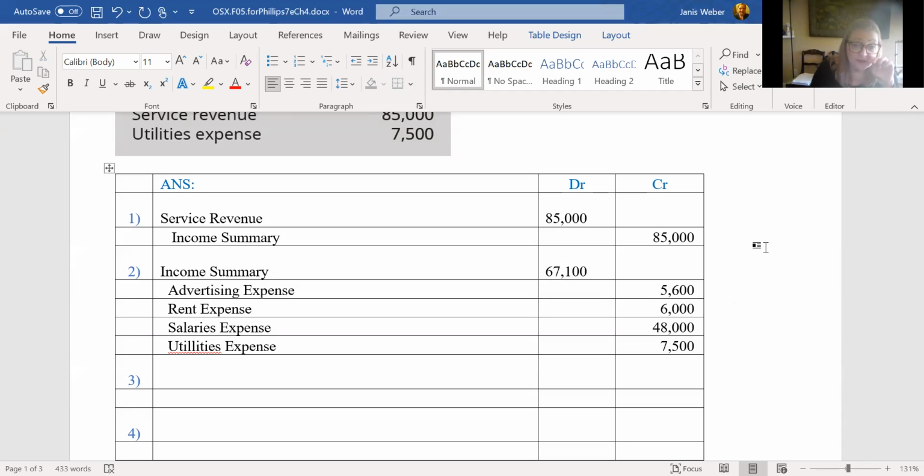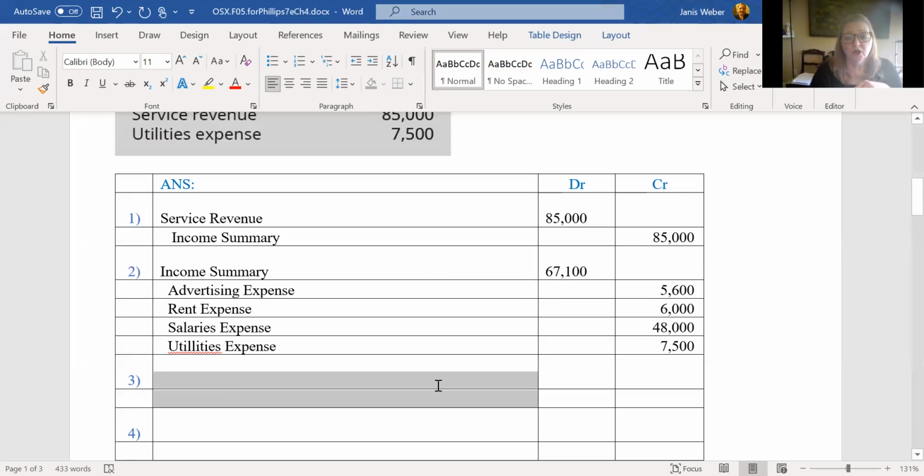So then what we do is we look and see what's the total of income summary. It's got a credit of 85,000 and a debit of 67,1. So we're going to close the income summary account as step 3.